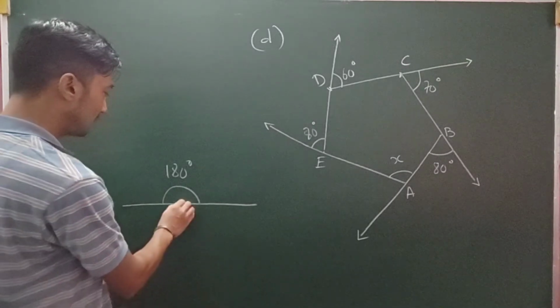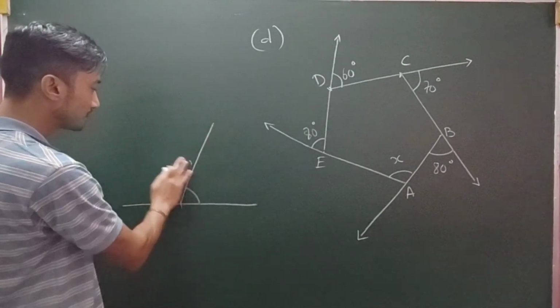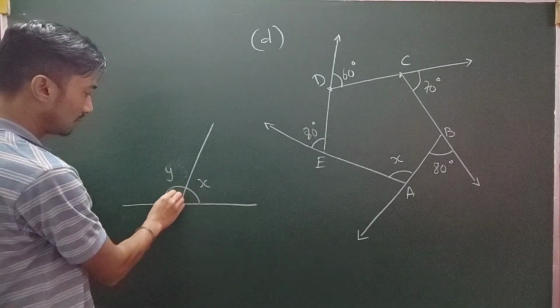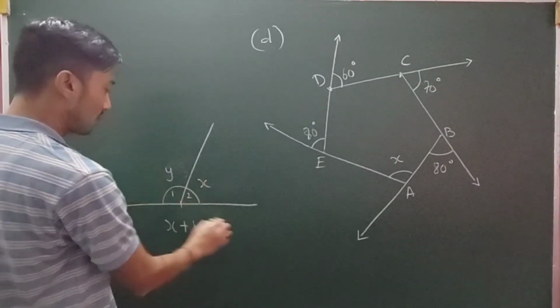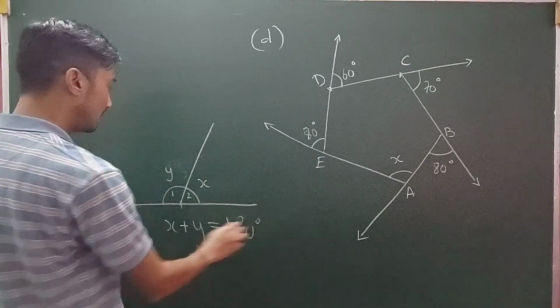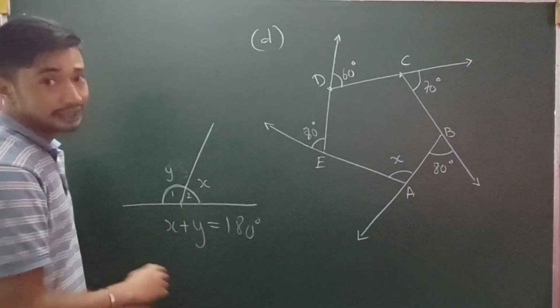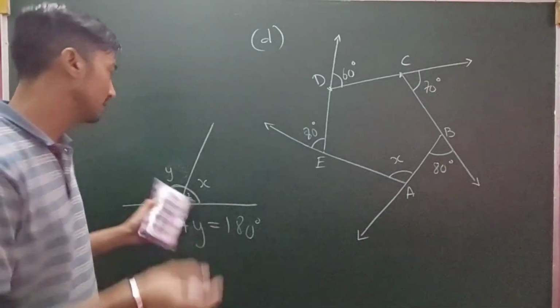180 degrees. So if I just break this straight line into two parts, one angle x, one angle y, how many angles do we have? We have two angles. But still, the total of x plus y combined will be what? 180 degrees only, because that straight angle only we are breaking into two parts. That concept we will be requiring.